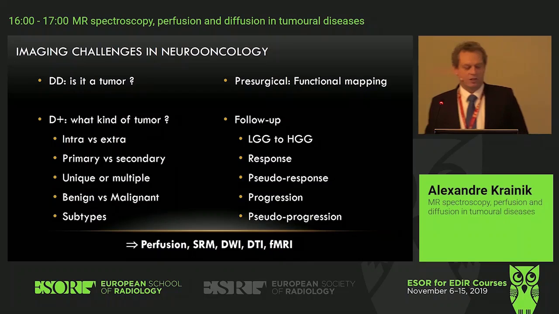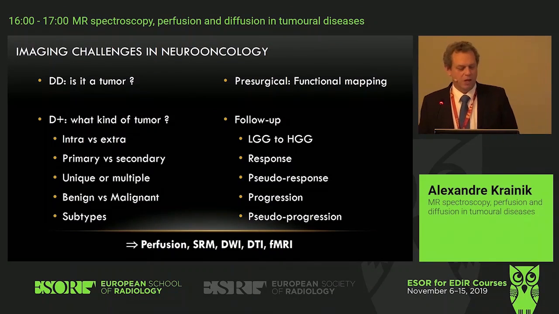Is it primary or secondary? Is it unique or multiple, benign or malignant? And what about the different subtypes? And we'll see that we can go quite far in guessing the subtype of tumor we're imaging. And when someone is referred before surgery, you can try to map the main functions and even the main tracts of neurons. And after, it's a follow-up story.